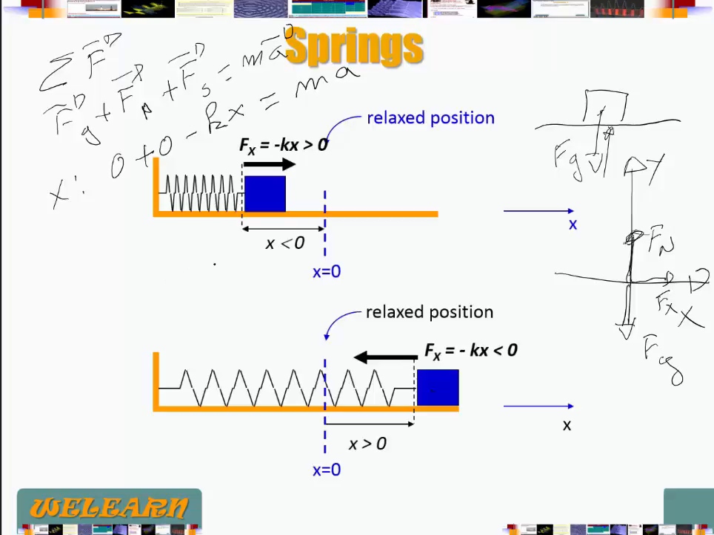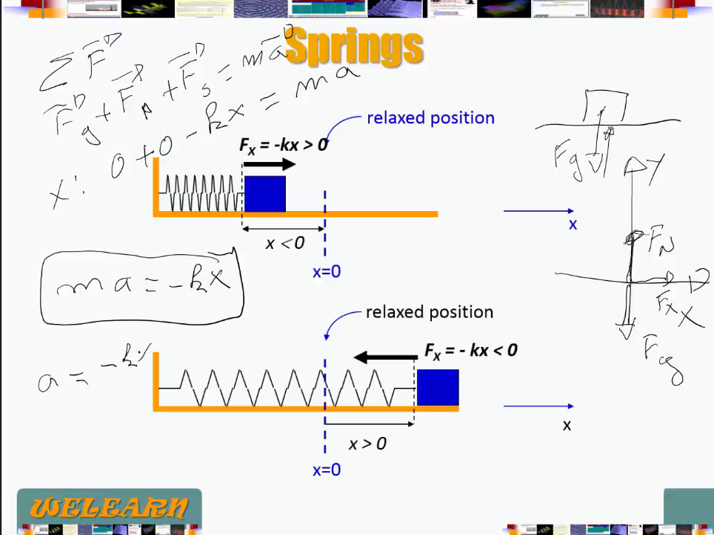That's the key. We have ma equals minus Kx, or a equals minus Kx over m. That's the condition for simple harmonic motion, having a proportional to minus x.